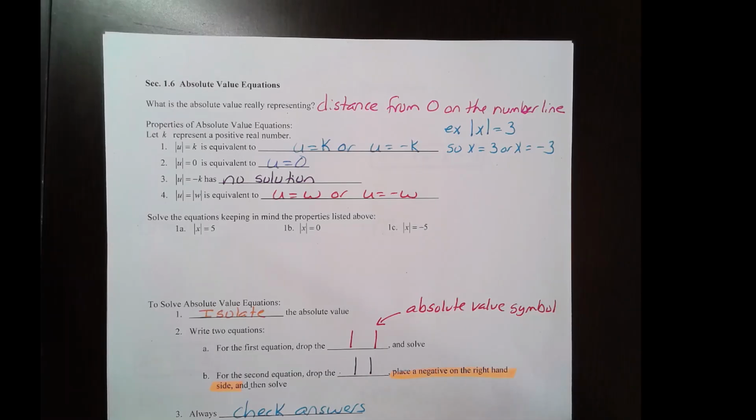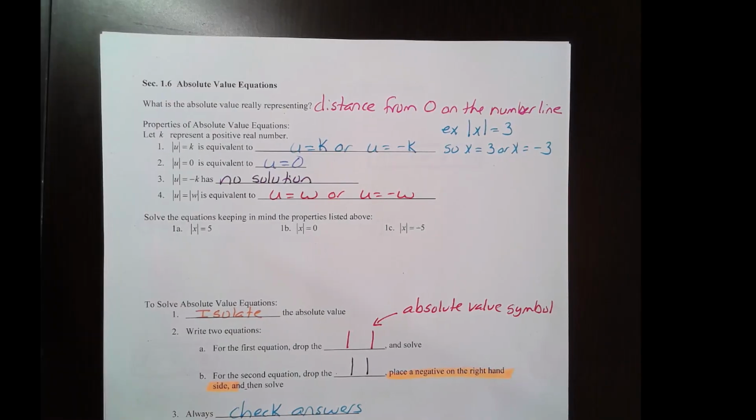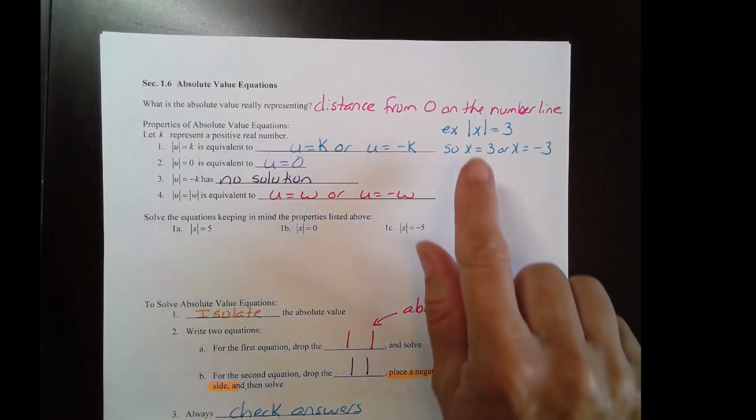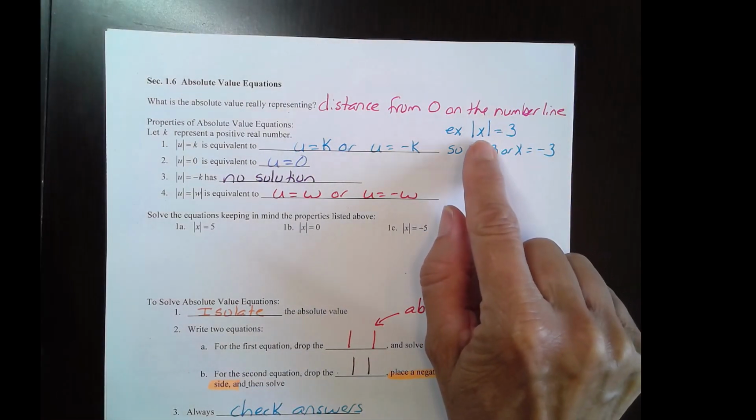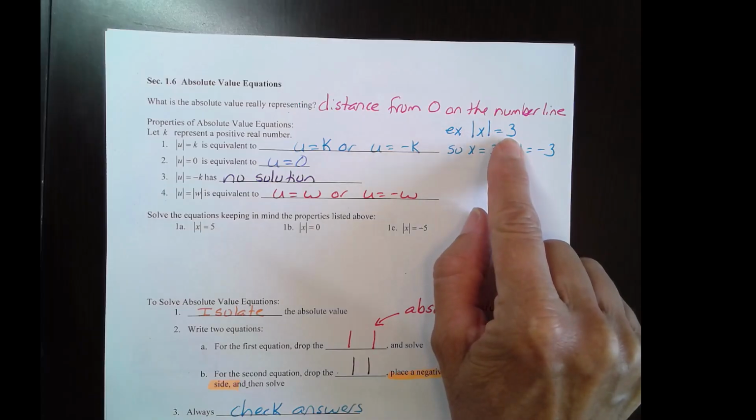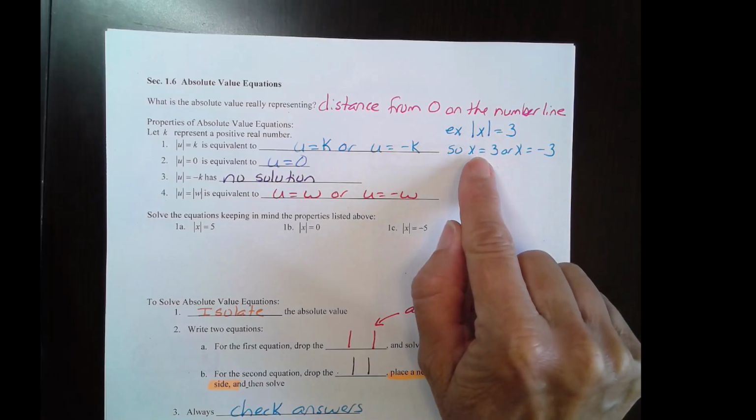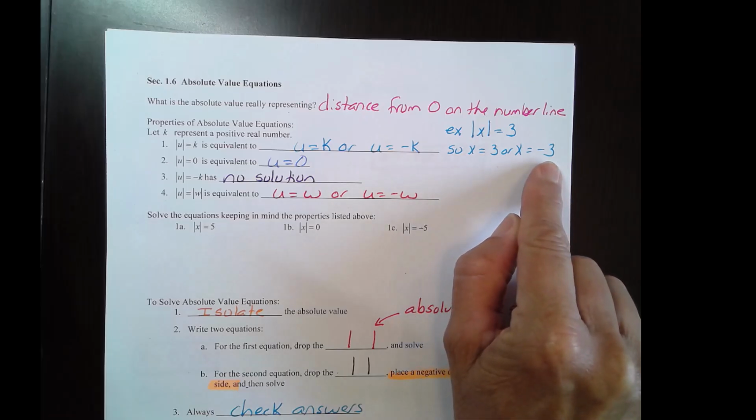Section 1.6, absolute value equations. So what does absolute value really represent? It's the distance from 0 on the number line. So if you think about the absolute value of x equaling 3, you're asking yourself, what numbers are 3 units from 0? Those two answers would be 3, because 3 is 3 units from 0, but also negative 3 is 3 units from 0.